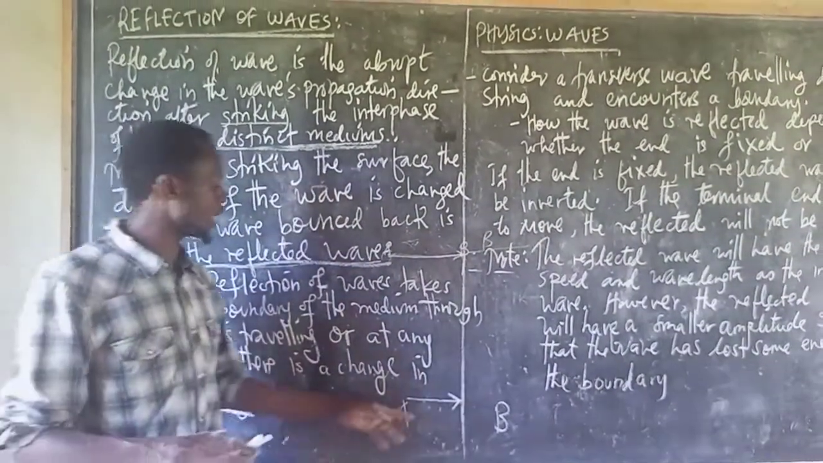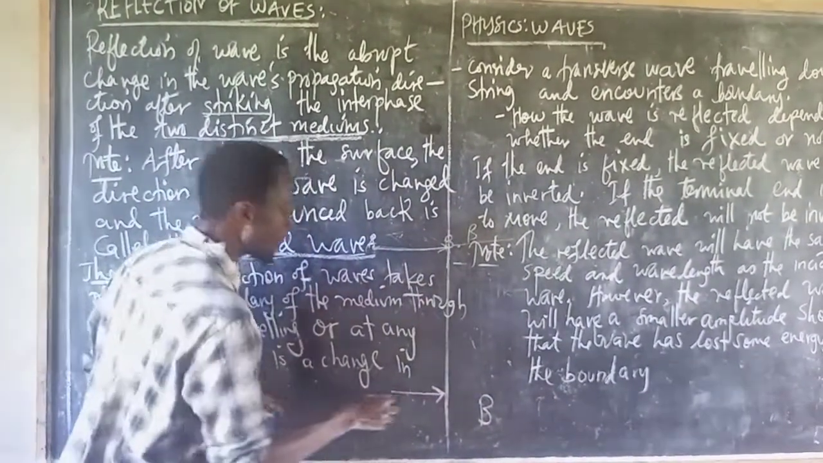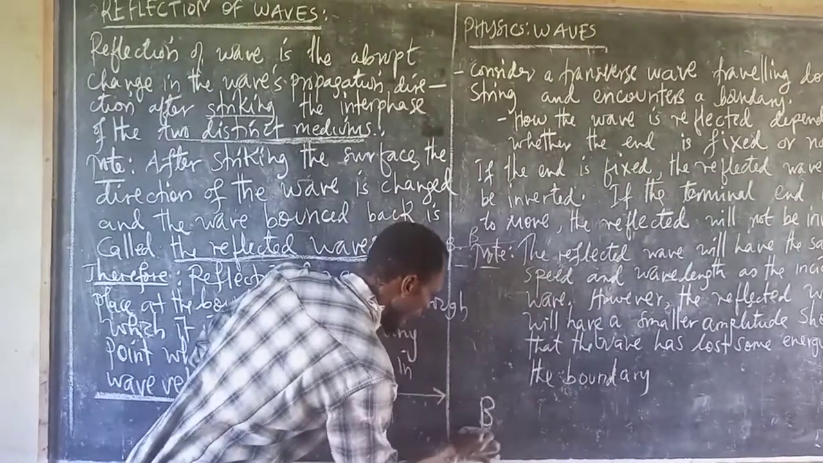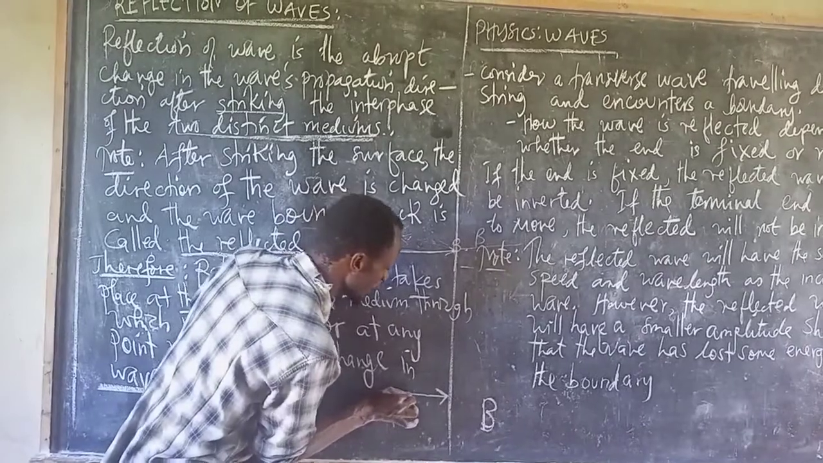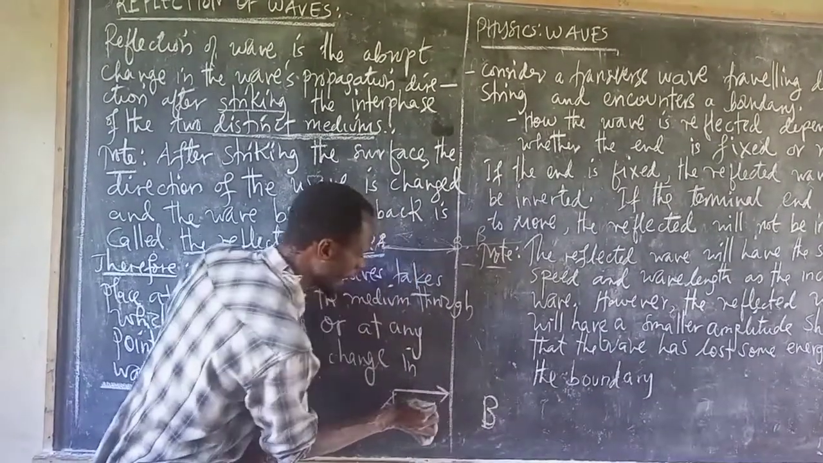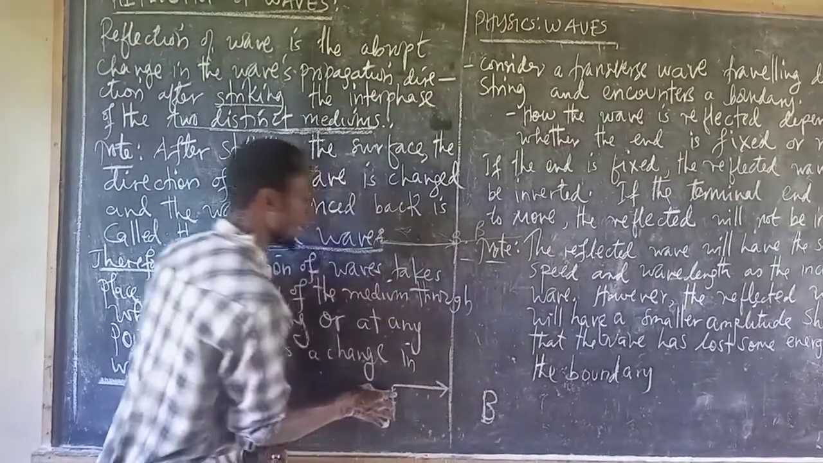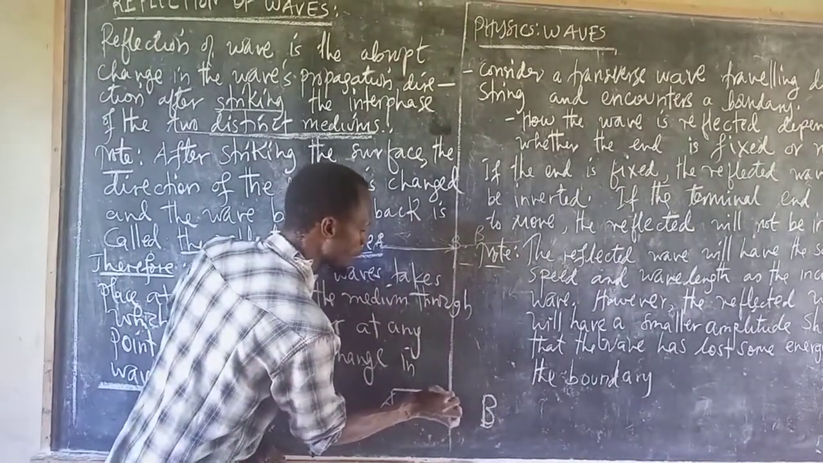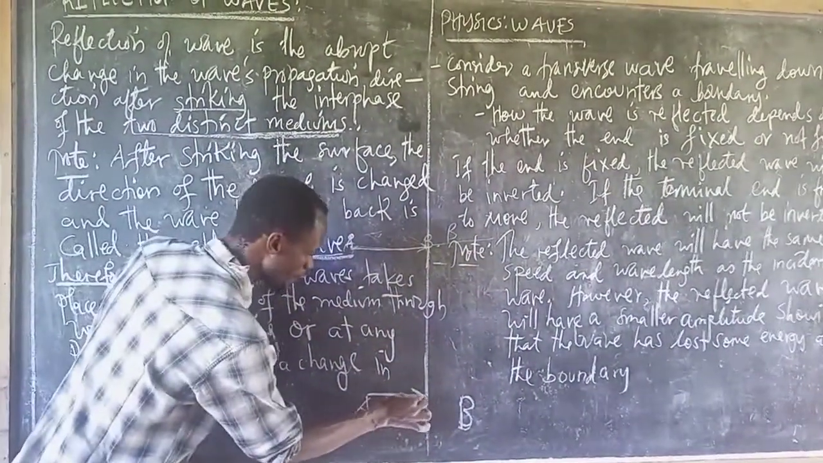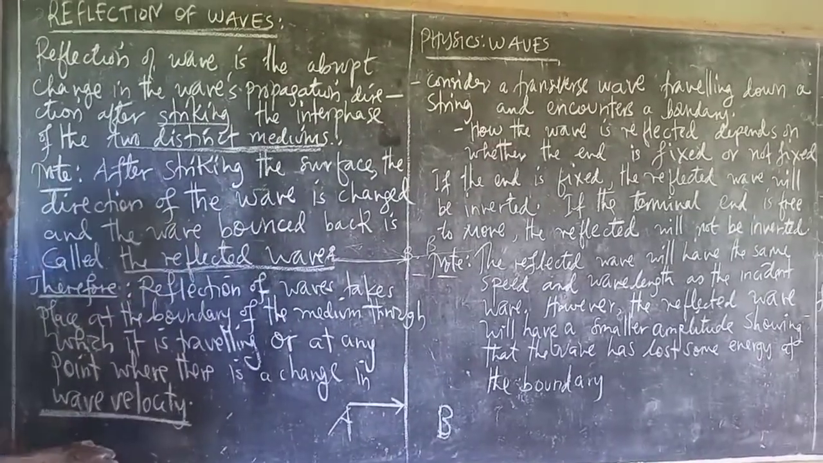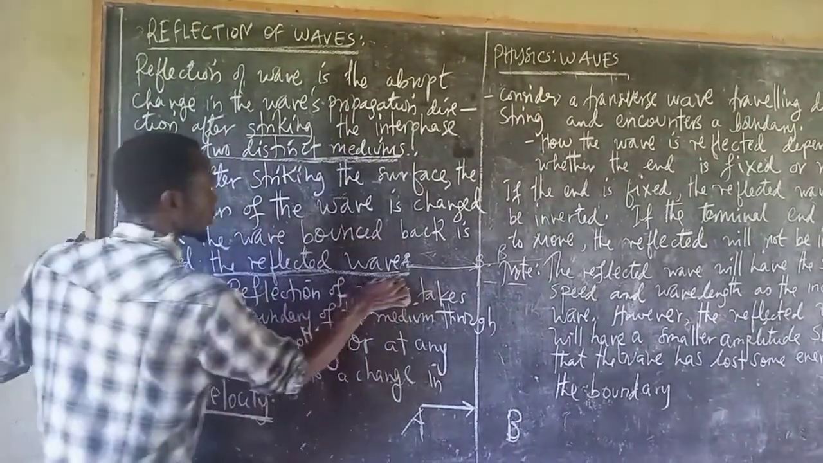Automatically, when the speed is changed, we expect two things to happen at the boundary. This is the boundary between medium A and medium B. The wave is traveling from medium A and meets medium B at the boundary. Here is where refraction takes place. Or, the wave is traveling in the same medium, but suddenly there is a change of wave velocity. It is there that you find refraction of waves.